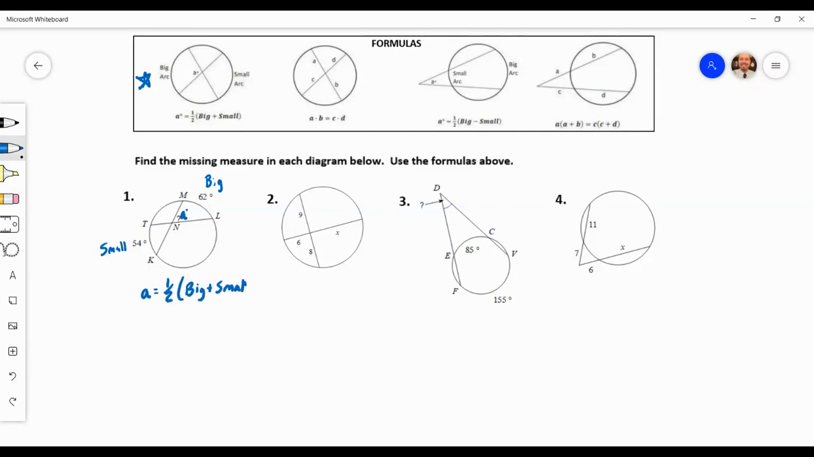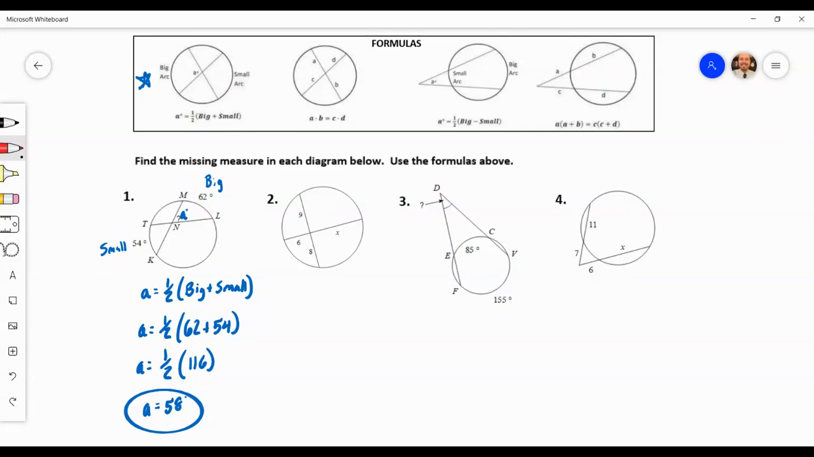So we'll begin by writing that formula. Next, we'll substitute in our values. The big arc is 62 degrees and the small arc is 54 degrees. Last, we'll calculate. 62 plus 54 makes 116, and half of 116 is 58 degrees. Our final answer then is 58 degrees.